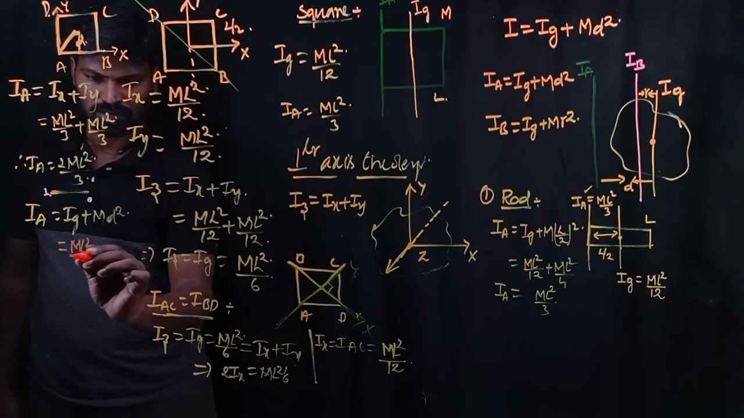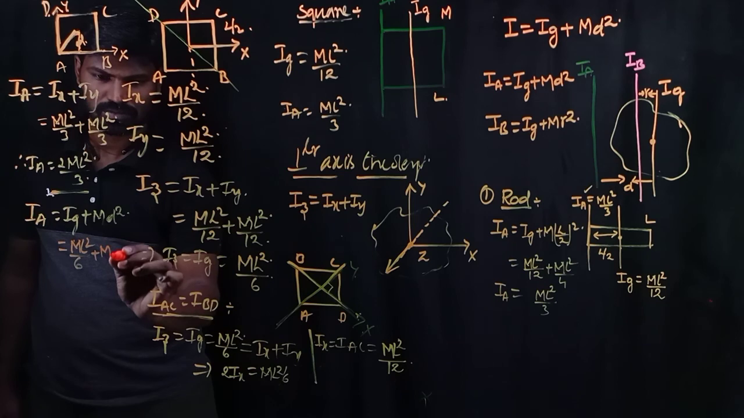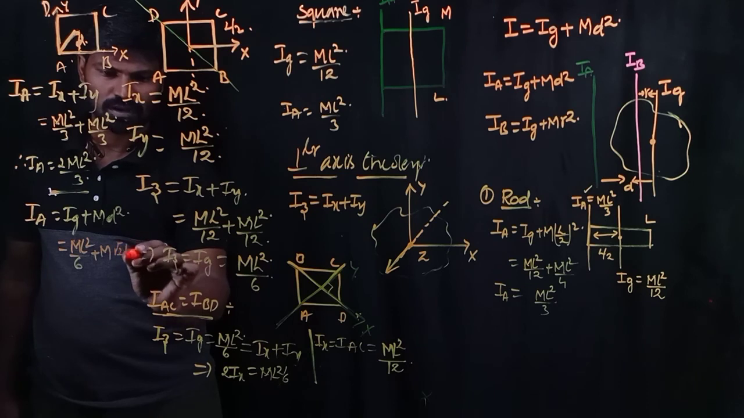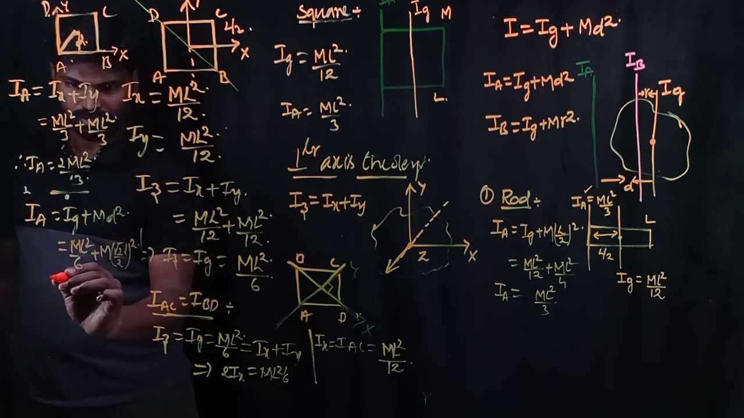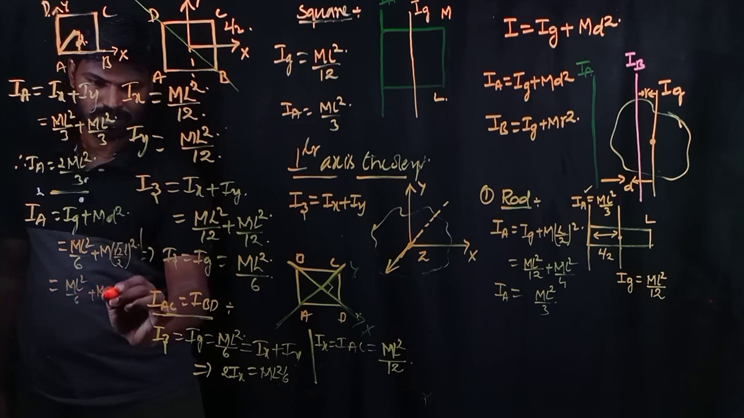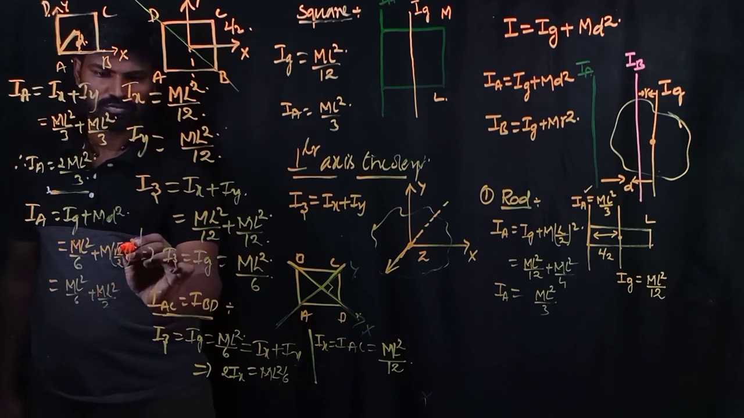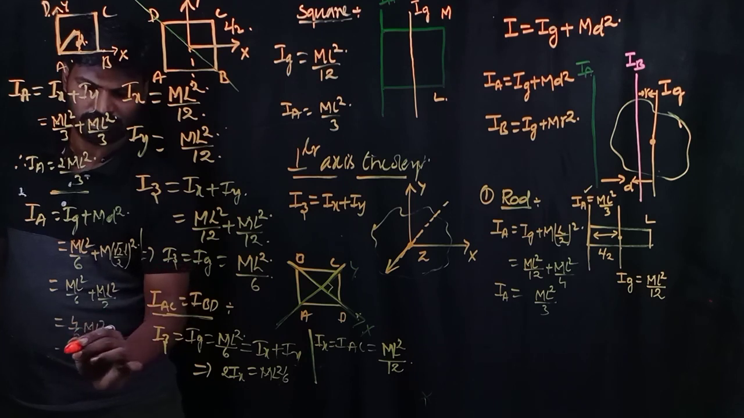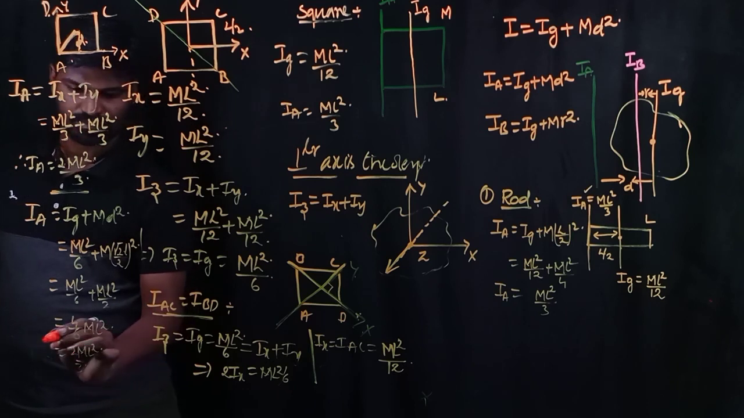ml square divided by 6 plus M into d square. This d is how much? L by 2, L by 2, root 2 L divided by 2. Root 2 L divided by 2 whole square. That is equal to how much you are going to get? ml square divided by 6 plus M into L square divided by 2 you will be getting, because root 2 whole square is 2, 2 square is 4, 2 and 4 get cancelled, you will be getting 2. That is equal to 4 divided by 6 ml square, which is nothing but 2 by 3 ml square.